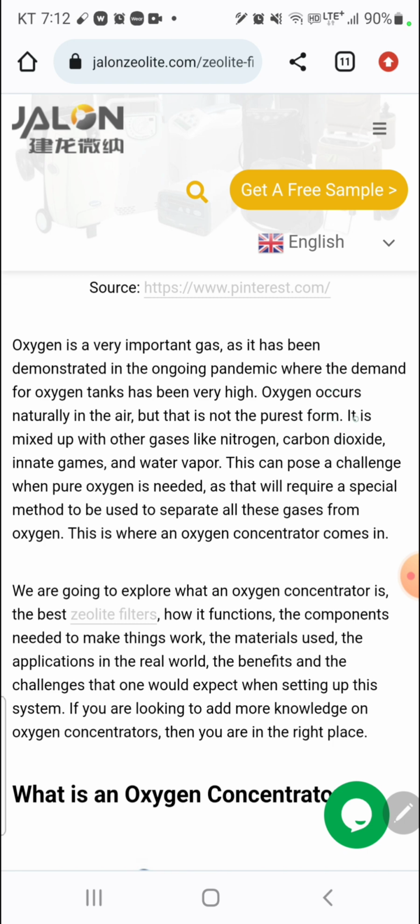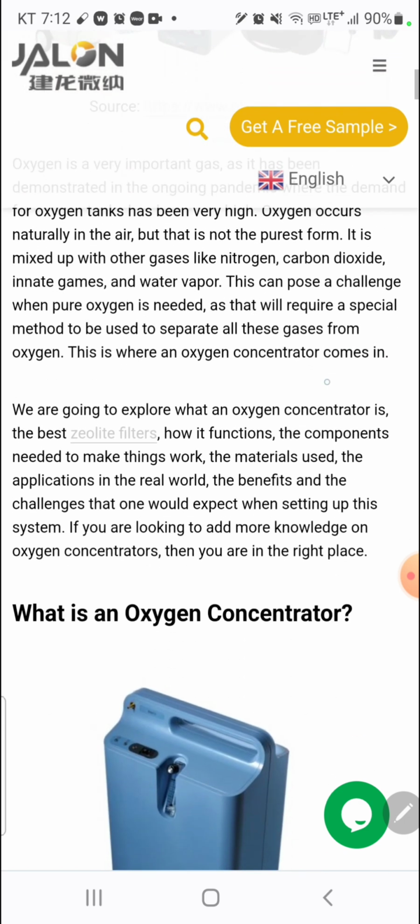This can pose a challenge when the pure oxygen is needed, as that will require a special method to be used to separate all these gases from oxygen. This is where an oxygen concentrator comes in. We are going to explore what an oxygen concentrator is, the best zeolite filters, how it functions, and the components needed to make things work, the materials used, and the applications in the real world, the benefits and the challenges that one would expect when setting up this system.